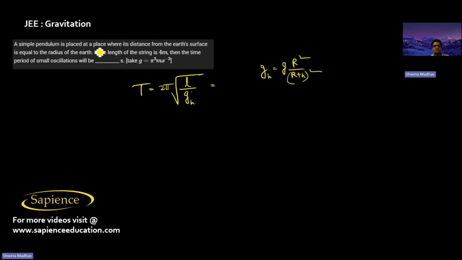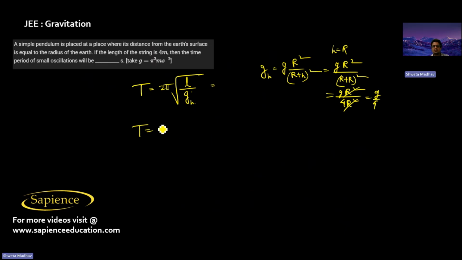It is placed at a distance where its distance from the Earth's surface is equal to the radius of the Earth. So h is equal to R. So it will be g R square by R plus R whole square, equal to g R square by 2R whole square, which is 4R square. So it will be g by 4.